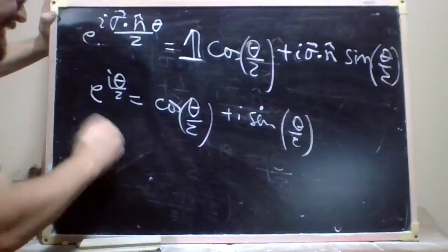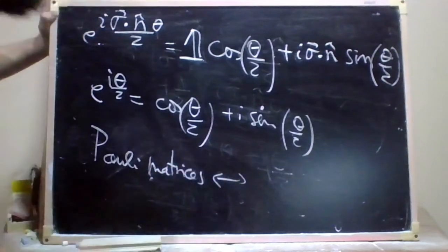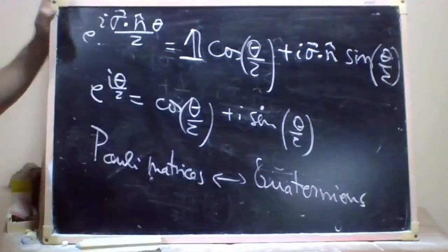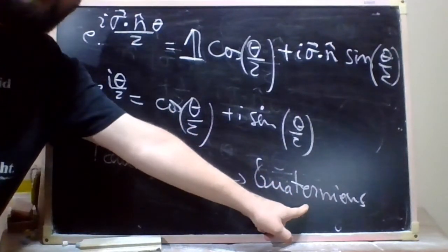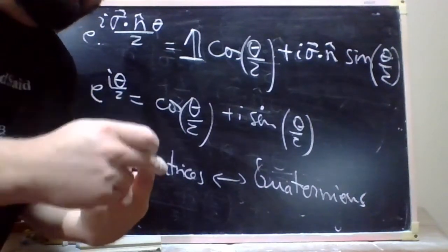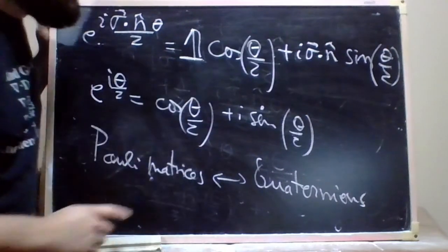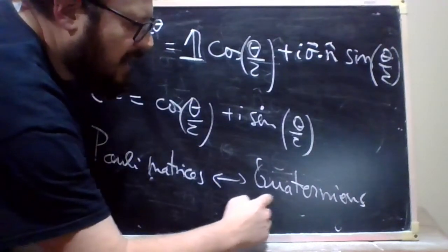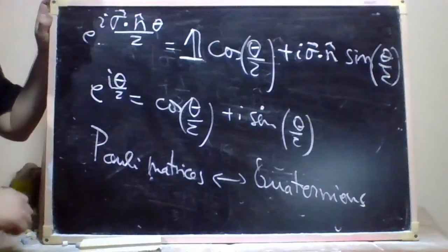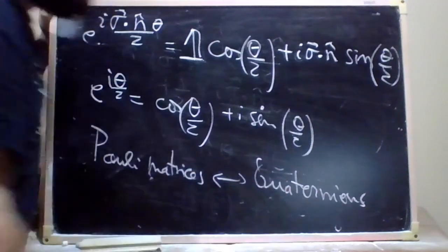Pauli matrices have a correspondence with so-called quaternions. All right? They are hypercomplex numbers. They are complex numbers having three distinct imaginary units which do not commute with each other. So you can find the correspondence between the hypercomplex numbers called the quaternions and the Pauli matrices. They form the same algebra. Okay, there is an isomorphism, I guess, between Pauli matrices and the quaternions.